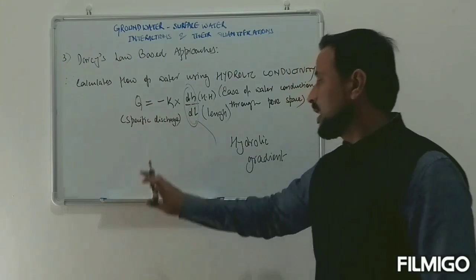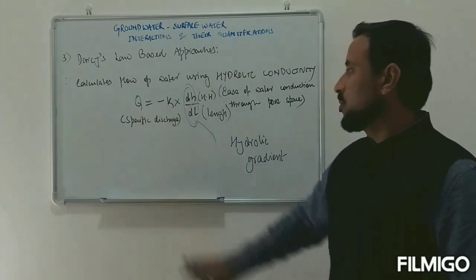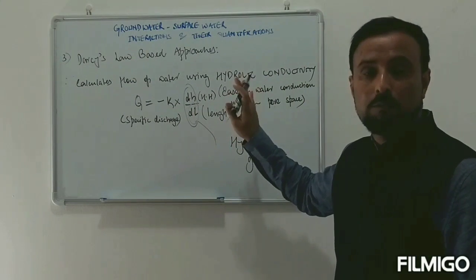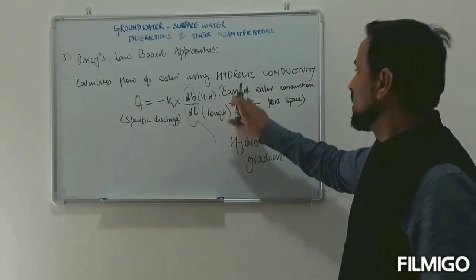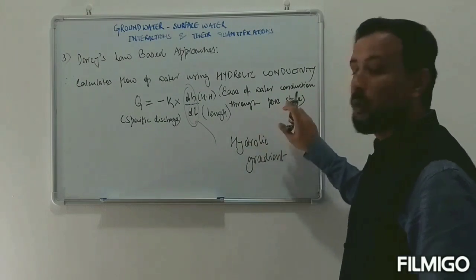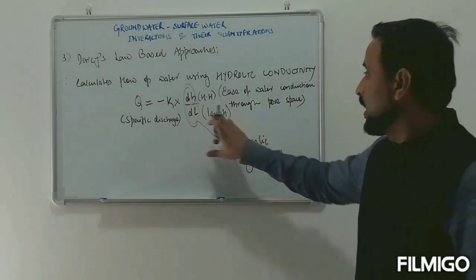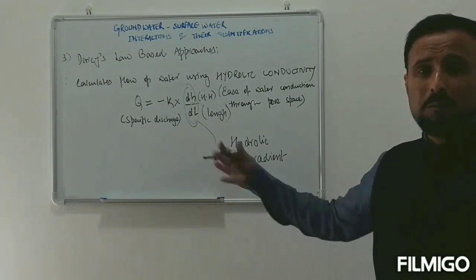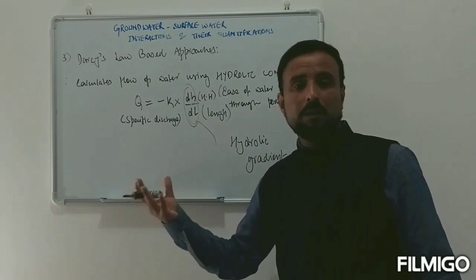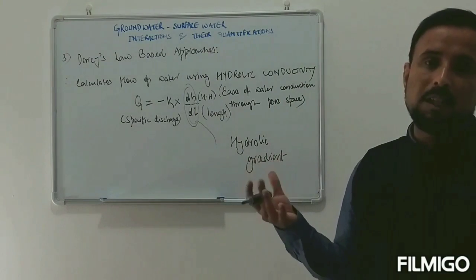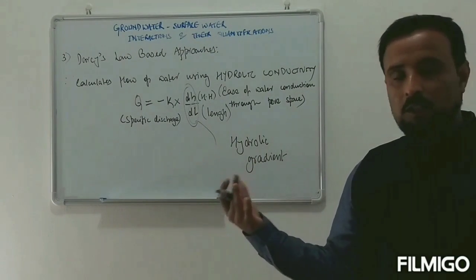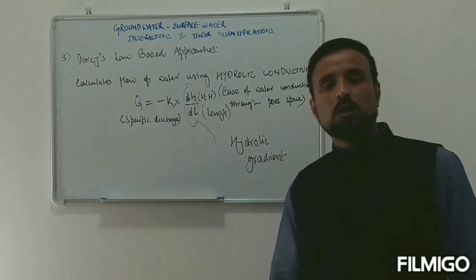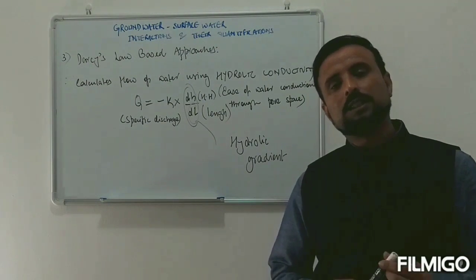So Darcy's law says that the specific discharge from a particular point is equal to minus K, the hydraulic conductivity, the property of a soil by which water is conducted with ease through the pore spaces in that particular soil, into dH upon dL, the hydraulic gradient, right? In this way, many groundwater surface water interactions can be quantified. Some of the tracer methods also use Darcy's law for the quantification of groundwater and surface water interactions.